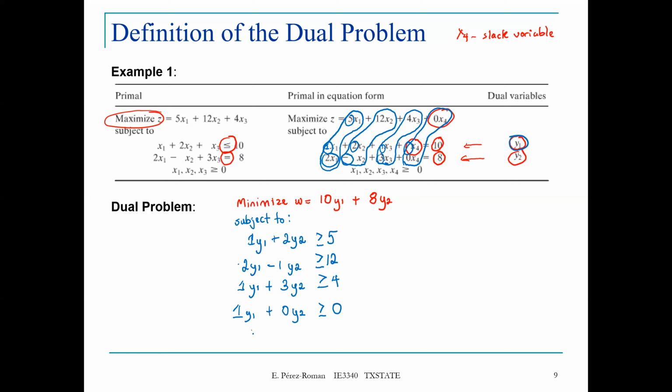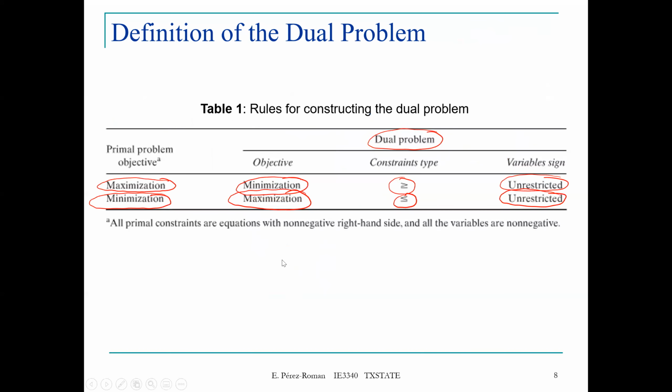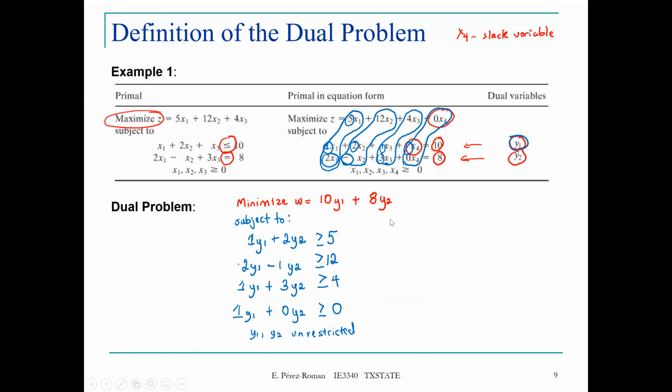And as we mentioned earlier, y1 and y2 will be unrestricted in sign. And that's based on this information that I show you here. Right, so for maximization, the objective of the dual is going to be minimization, the constraint is going to be greater or equal to, and the variable sign is going to be unrestricted. But as you can see by this constraint, we are forcing y1 to be greater or equal to 0. Okay, so that's the first example.